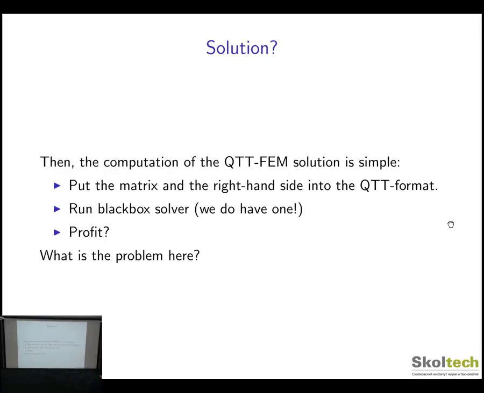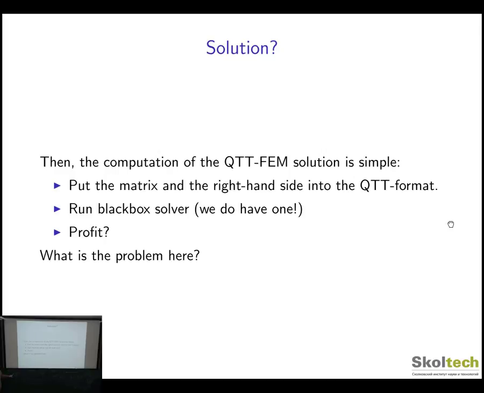So you want to put the matrix in this format, and you put the right-hand side into this format. And so you basically have a linear system. A is in this format, F is in this format, and you want to find X. And we have a very nice black box solver; the state of the art is the so-called AMEn, the alternating minimal energy solver by Dolgov and Savostyanov, and we have it implemented in both of the toolboxes.